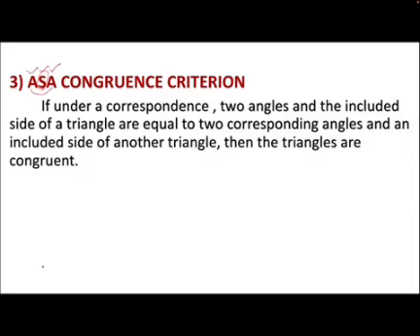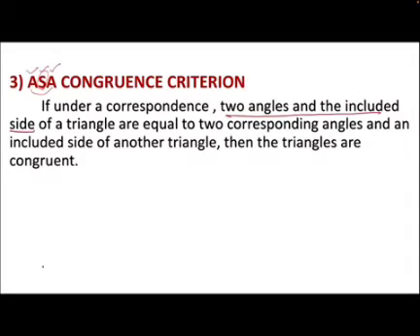Now again, children, the first rule that you learnt is SSS, that is you compared sides of one triangle with the corresponding sides of the second triangle. The second criterion is side, angle, side. You compared sides and included angle of one triangle with the sides and included angle of the second triangle and proved that the corresponding triangles are congruent. The third criterion that you're going to learn is ASA. Okay, what does it say? Two angles and included side.